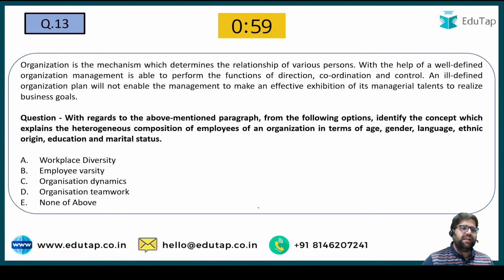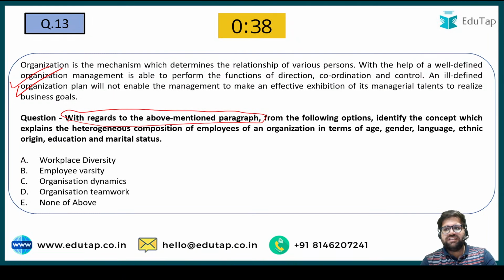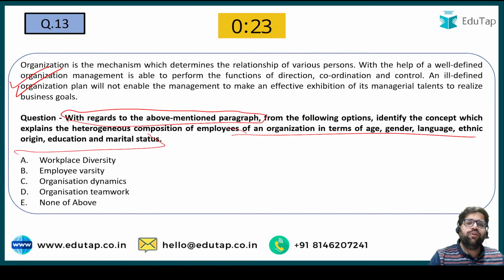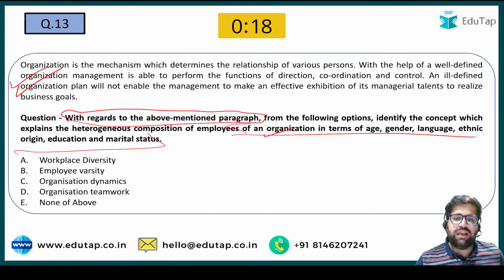Now let's move to question number 13. Again, the same paragraph has been given, and the overall theme of this paragraph is to show you the importance of organizational structure. Now here the RBI is asking you regarding this particular concept. With regards to the above mentioned paragraph, you first will have to read that paragraph. From the following options, identify the concept which explains the heterogeneous composition of employees in an organization in terms of age, gender, language, ethnicity, origin, education and marital status. So they have given you different adjectives, and via them you have to identify which concept deals with this particular line.